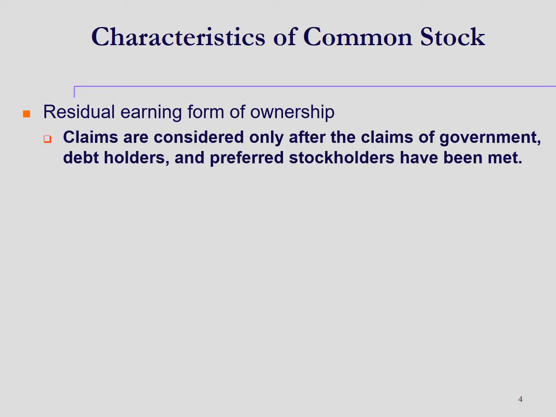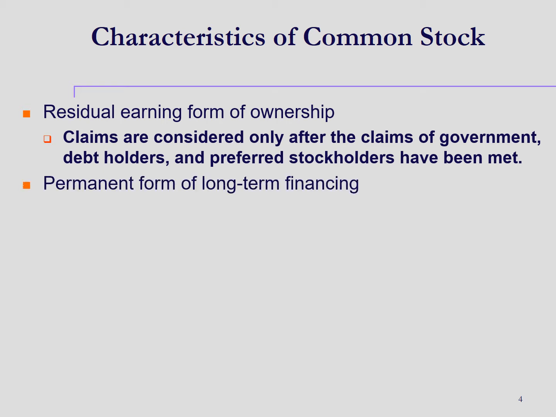From the perspective of security holders, common stock is a variable income security because security holders do not get promised fixed payments in return for their investment. Common stock is a residual earning form of ownership because the claims of common stockholders are considered only after the claims of government, debt holders, and preferred stockholders have been met.